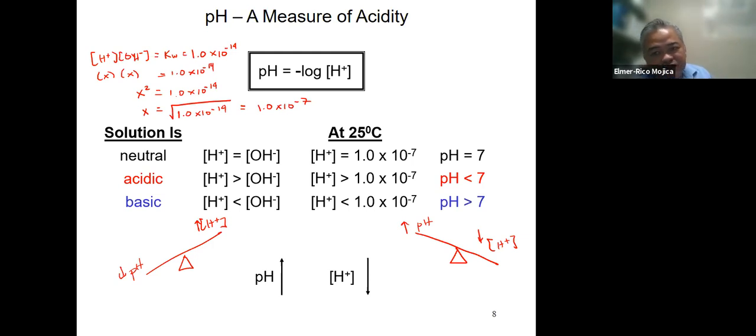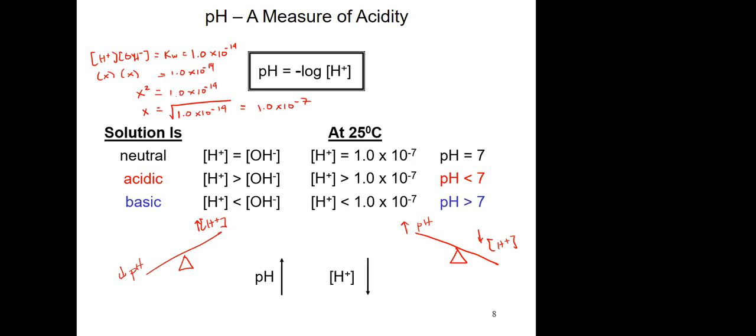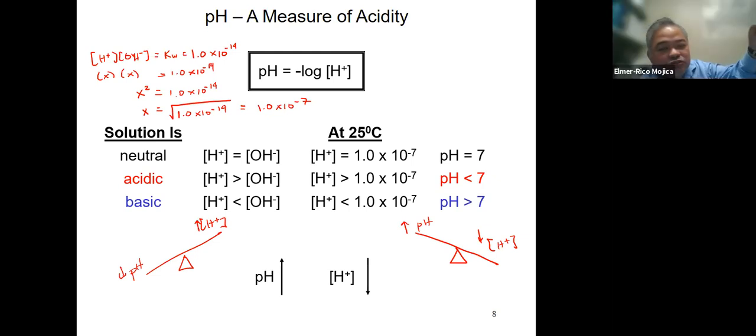So what does it mean? As the concentration of your hydronium ion or H plus increases, your pH will go down. If the concentration of your H plus decreases, your pH will go up. So usually, there are what we call 14 units of pH. If it's less than 7, it's acidic. If it's more than 7, it's basic. If it's equal to 7, it's neutral.